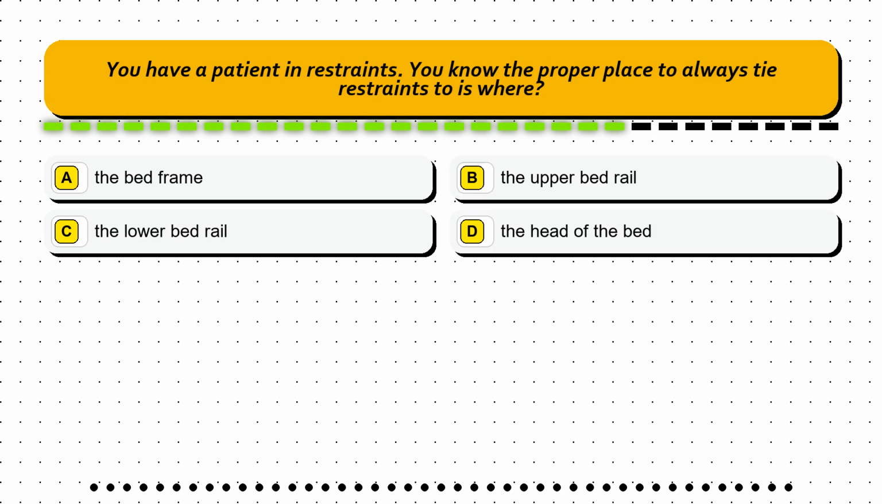Question 28. You have a patient in restraints. You know the proper place to always tie restraints to is where? Option A, the bed frame. Option B, the upper bed rail. Option C, the lower bed rail. Option D, the head of the bed.